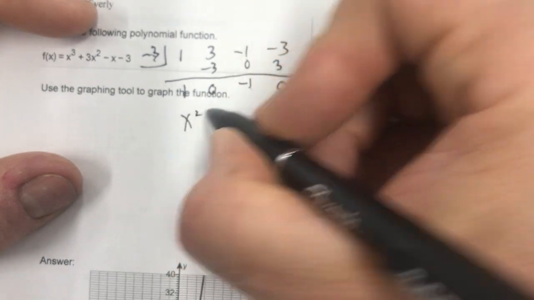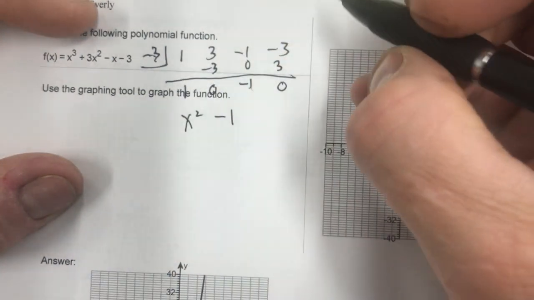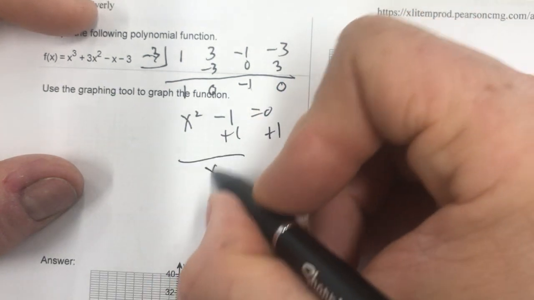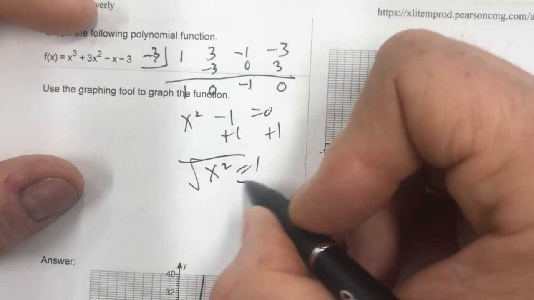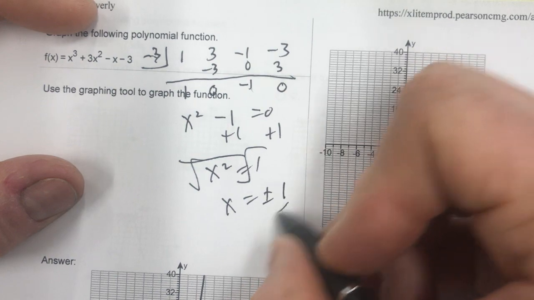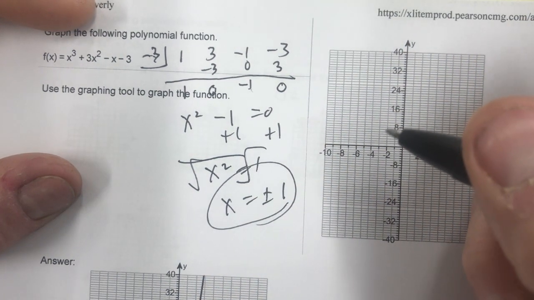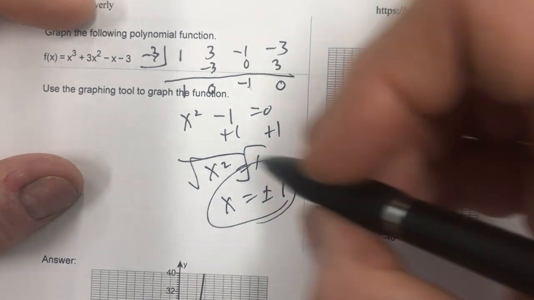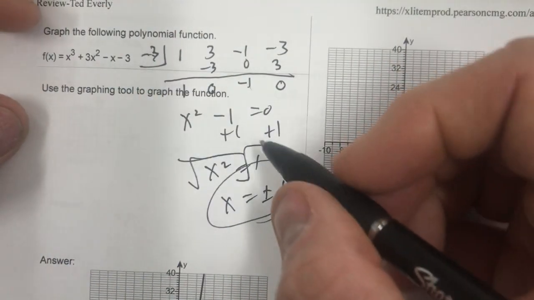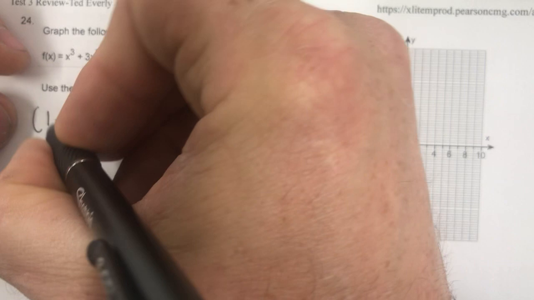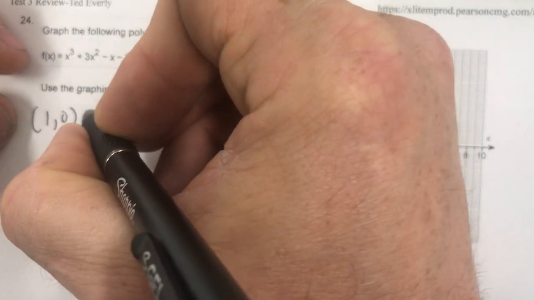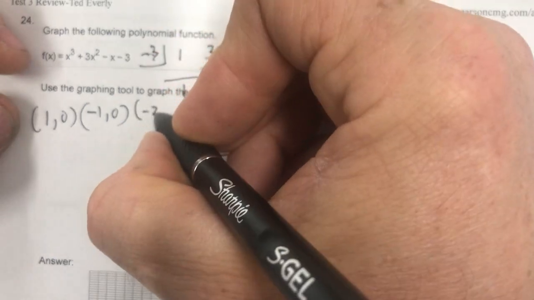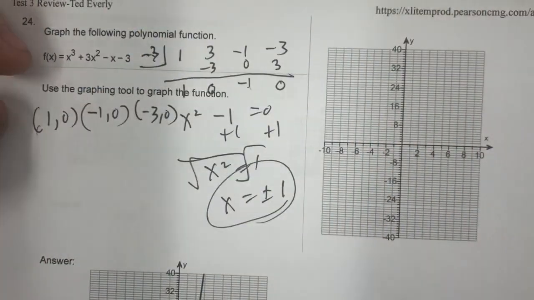So this is x squared minus 1. So if I add 1, x squared equals 1, square root it, x is plus or minus 1. Okay. All right, so I do like I did before. Here I'm going to write them out as coordinates. I got 1, 0, I've got -1, 0, and I've got -3, 0. So here's my 3 zeros I just found.